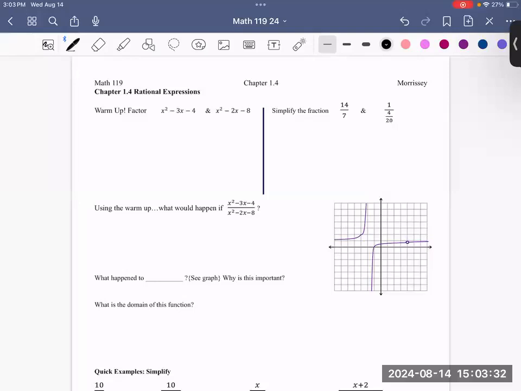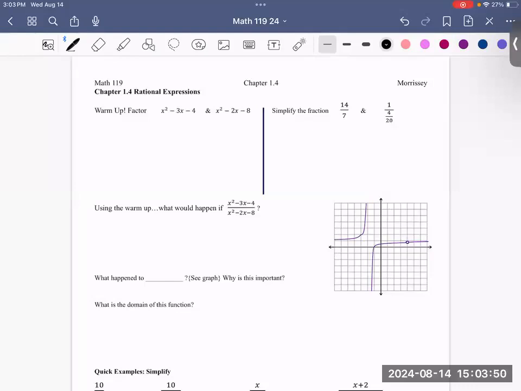Welcome to Math 119, Chapter 1.4, where we talk about rational expressions. We're going to be simplifying, adding, subtracting, multiplying, and dividing when it comes to these rational expressions. So first up, we have a warm-up, just practicing how to factor.